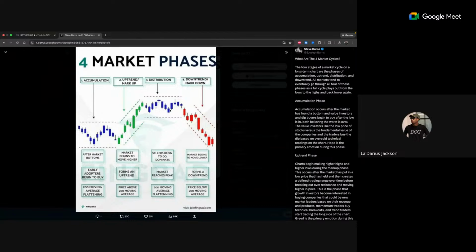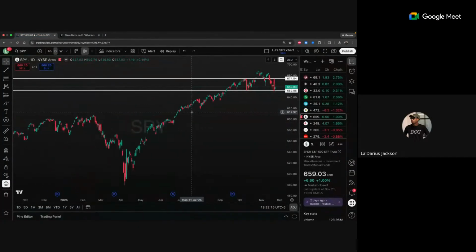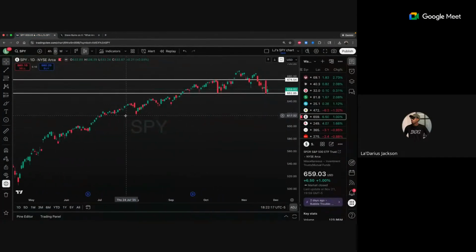We're in late stage distribution. I also ran some AI analysis just to make sure I wasn't losing my mind, and AI agreed with me as well. But this is where we are now, between 3 and 4. After the downtrend of markdown, we're going to go into accumulation again, and then it starts all over. Again, we just had an uptrend.